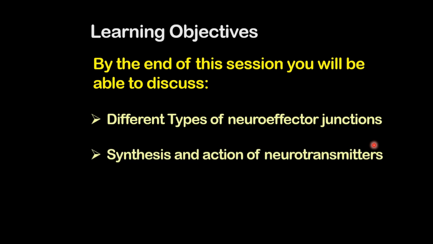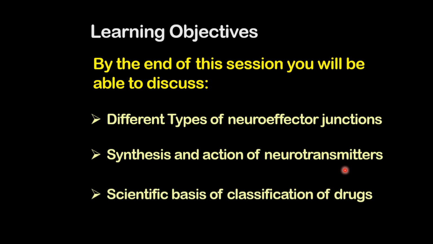Then the synthesis and the action of the neurotransmitters: how they are synthesized, how they are released, and how they act on the postsynaptic receptors and produce the effect. And what is the scientific basis for the classification of the drugs, how these drugs are classified. So these are today's learning objectives.